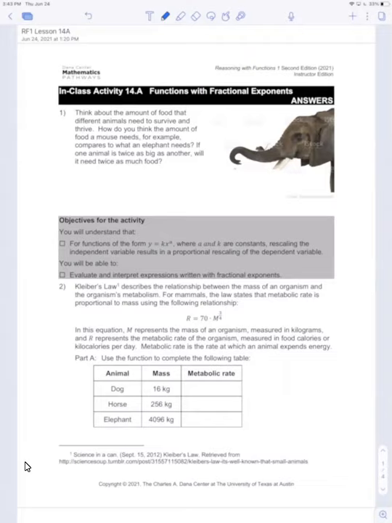In-class activity 14A, functions with fractional exponents. Think about the amount of food that different animals need to survive. How do you think the amount of food a mouse needs, for example, compares to what an elephant needs? If one animal is twice as big as another, will it need twice as much food? Well, basically, we could say that the larger animal is going to need more food. So I'm just going to print that here.